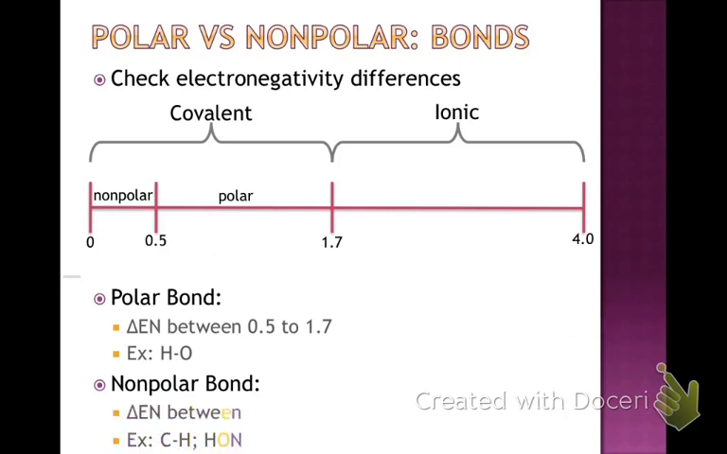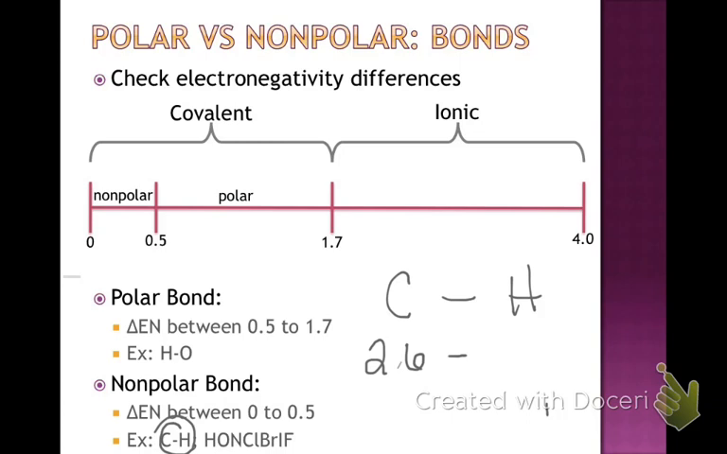Versus a nonpolar bond would be from 0 to 0.5. CH is a common example, so you'll see that a lot. Make sure that you highlight that CH. That tends to be a nonpolar bond. If you see that, that's a quick time saver for you. Because, let's calculate this. We have carbon and hydrogen. Carbon is 2.6 minus hydrogen, which is 2.2.